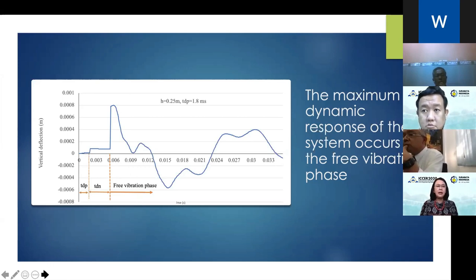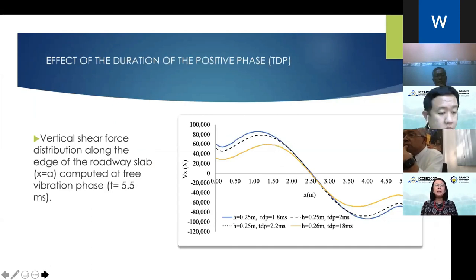Okay, the next one is the vertical shear force distribution along the x-axis. You can see right here also, by increasing the duration of the TDP, the shear force becomes larger. This is for a plate thickness equal to 25 centimeter.